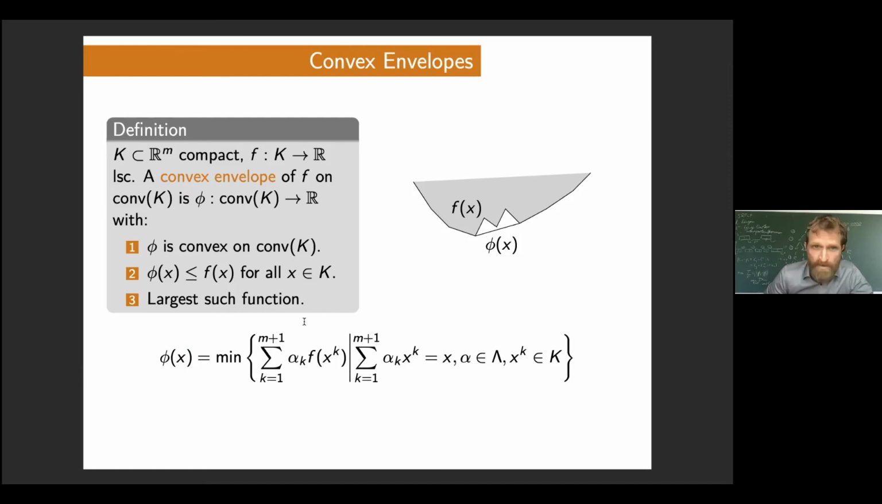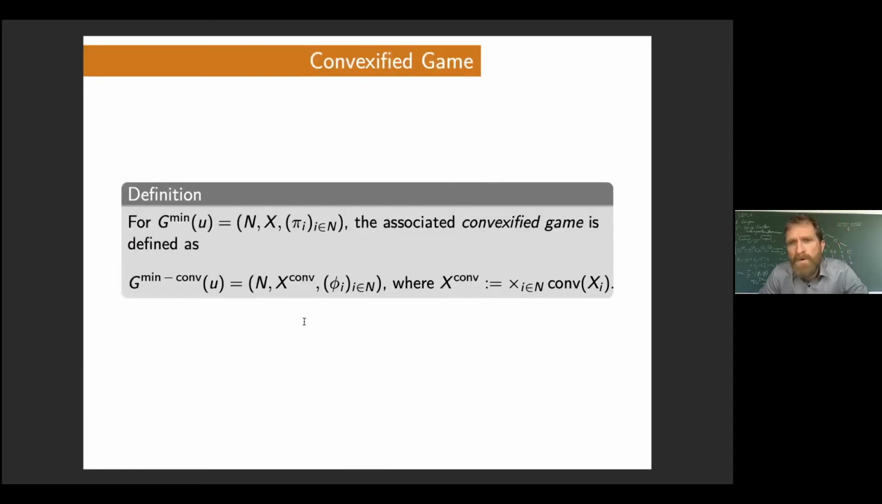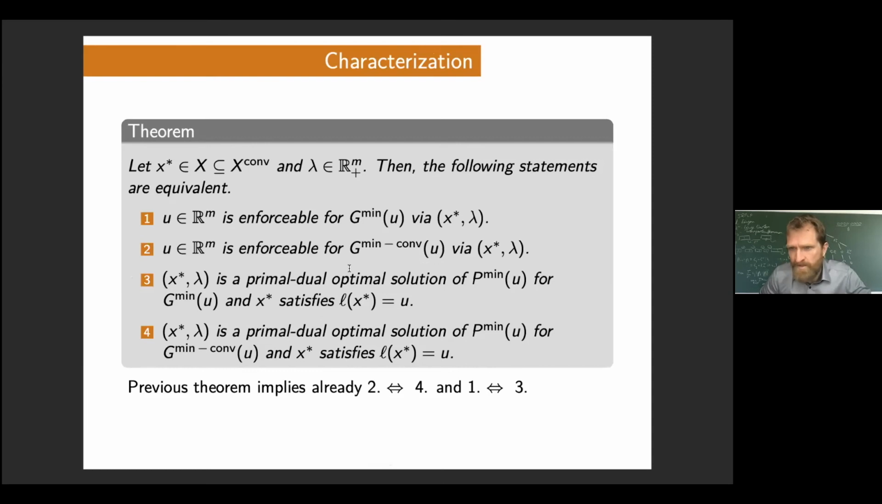Okay, with this, what I do now is I define a new game, which I call the convexified game. And what happens is we just convexify the strategy spaces and we convexify the cost functions, the pi i, with the convex envelopes. This is this new game I come up with here. And why do I do this? We get the following characterization. The vector u is enforceable for the original game if and only if it is enforceable for this new convexified game. This is the insight here.